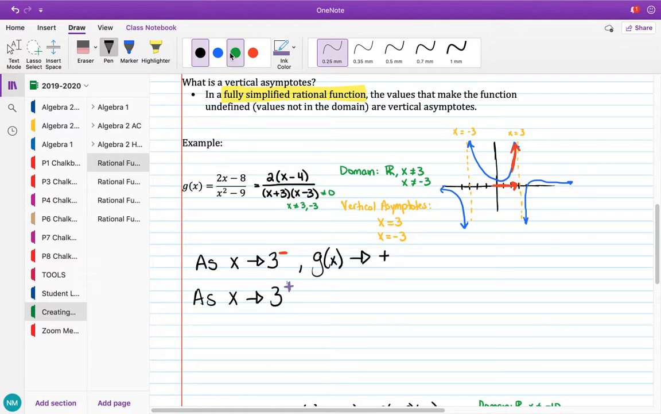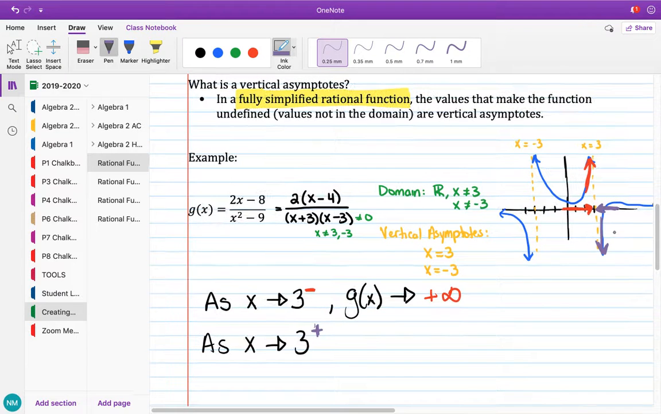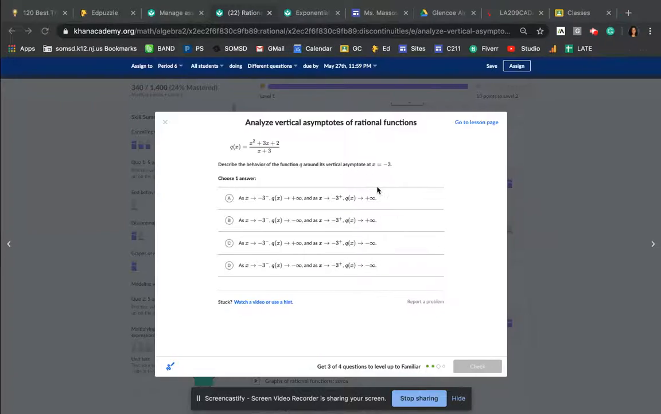And so here, I'll even put that in red. Positive infinity. So same concept here. As x approaches 3 from the positive end, where is the function going? Well, we see here it is going towards negative infinity. So as x approaches 3 from the right, or from the positive, g of x approaches what? Negative infinity.